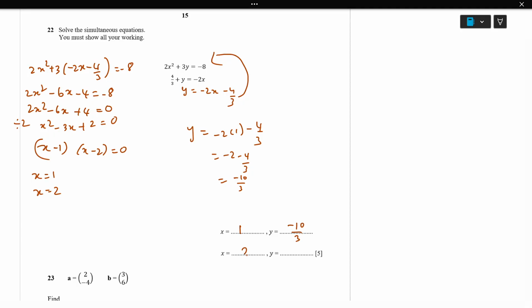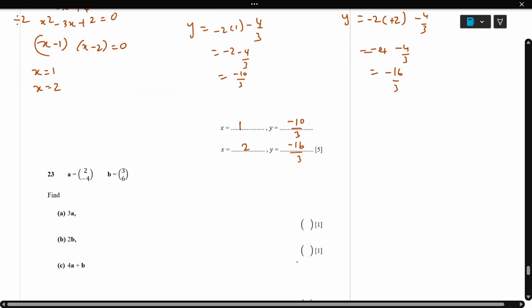Next one, x = 2. Plug in x = 2, y = -2 times... Sorry, this is a plus 2. So it's -4, -12. Make the same denominator, it is -12/3 - 4/3 = -16/3. So -16/3. That's the answer for this question.